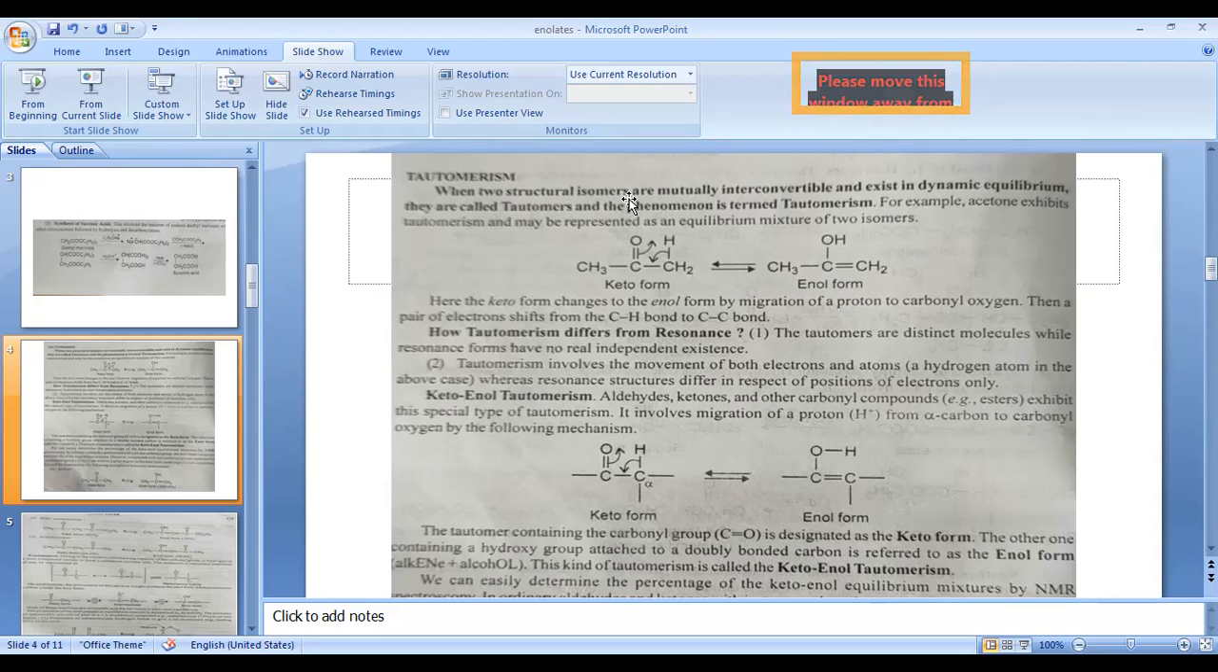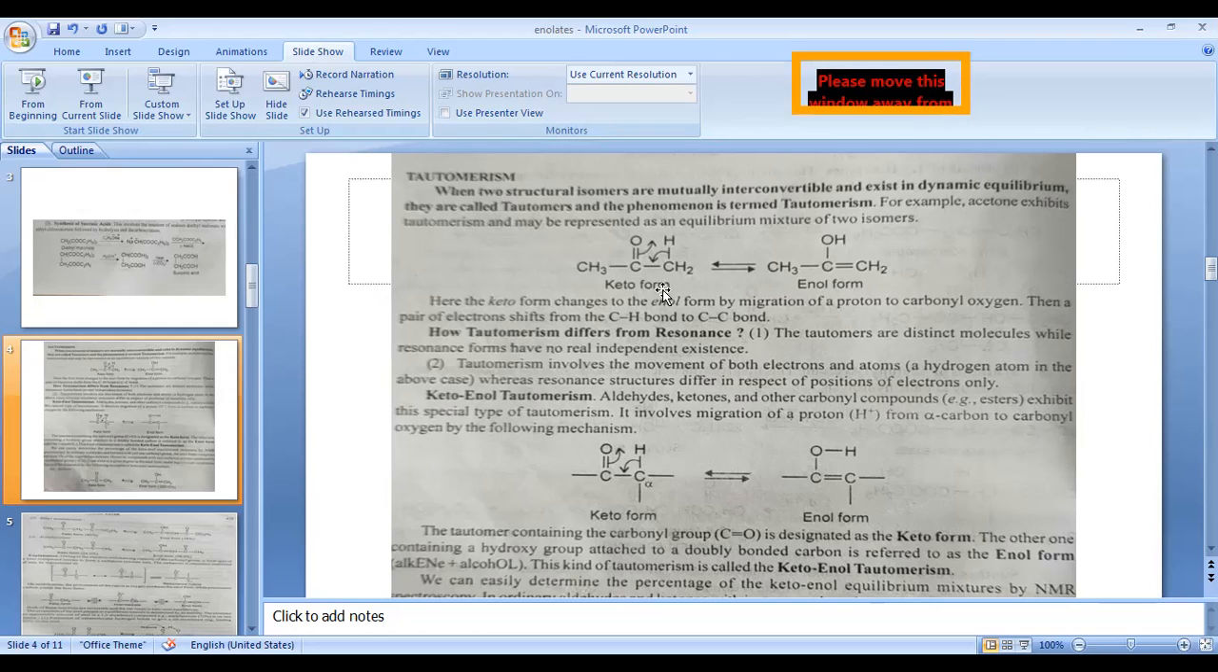So when two structural isomers are interconvertible, convertible into each other, and exist in dynamic equilibrium, there is equilibrium between these two. This phenomenon is called tautomerism, and these structural isomers are called the tautomers.